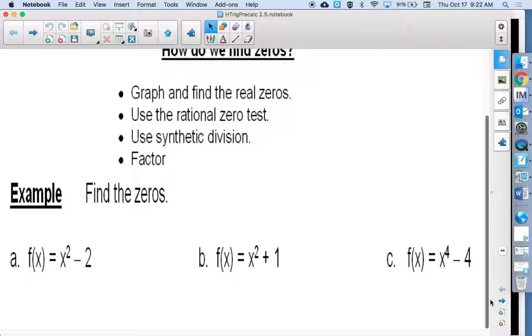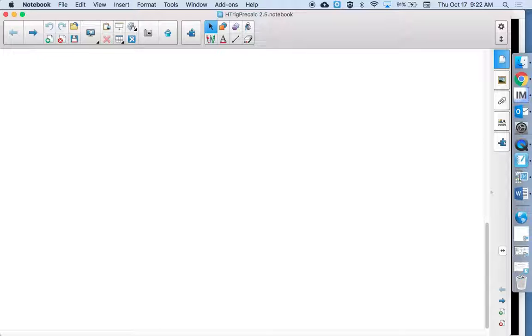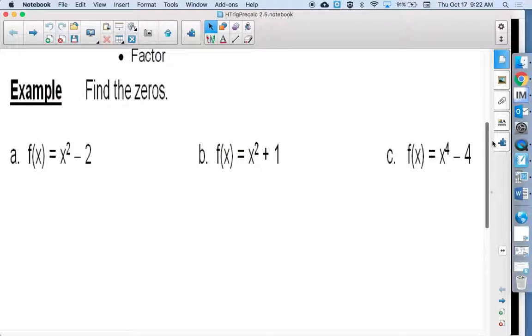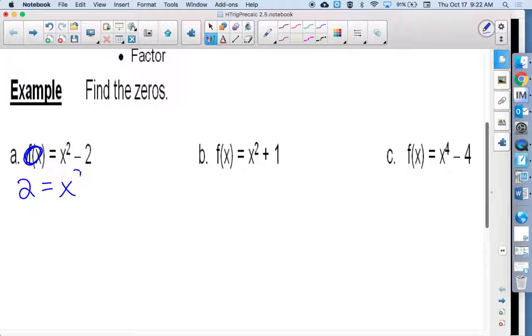So if you look at the first one, A, if I'm finding the zeros of x squared minus 2, I know that I would set this equal to 0, because that's what it means to find a zero. My y value is 0. And then, Brenton, how would you solve for x squared? To the other side, and then you solve it. Yeah.